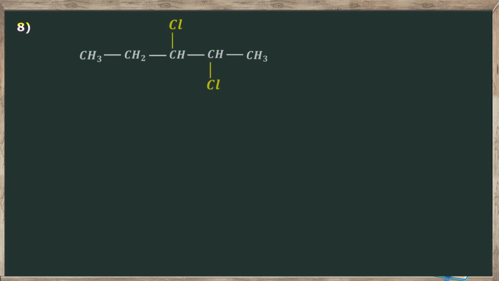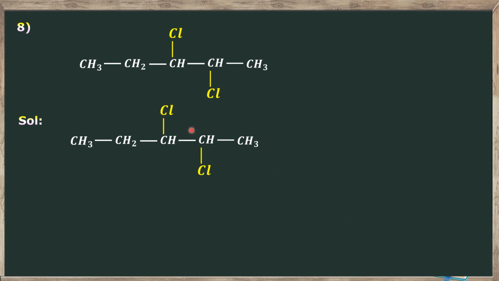Next, problem number 8, solution. In this case, two substituents have been attached to the parent chain. So this one is the parent chain. And at that time, we have to find out the locants. What are locants? I already explained in our previous videos. The number that locates the position of the substituent is known as locant. So here I will prepare the two sets of locants. First, I will number the parent chain from left to right and from right to left also.